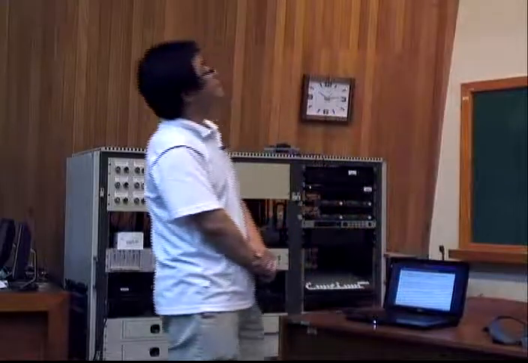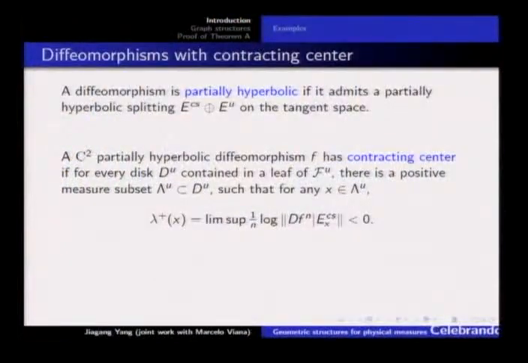So now this is the definition of diffeomorphism with contracted center. A diffeomorphism with contracted center is partially hyperbolic. Partially hyperbolic means the tangent space can be split into two continuous invariant bundles. One bundle is uniformly expanding. The other bundle is a little weaker. And our C2 partially hyperbolic diffeomorphism has contracted center.